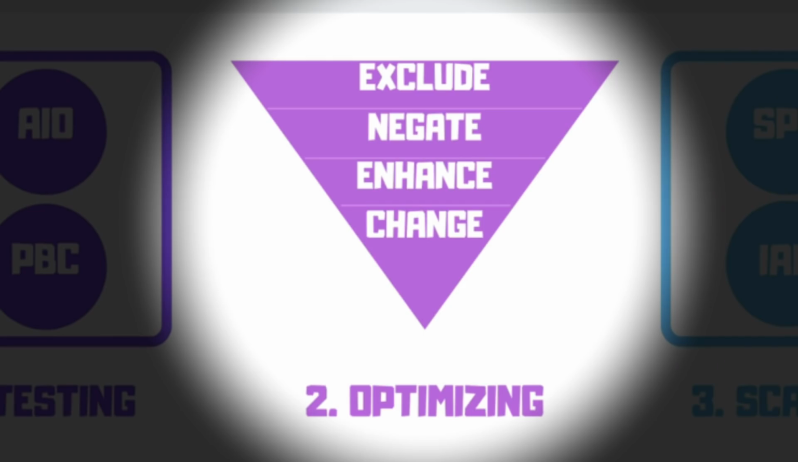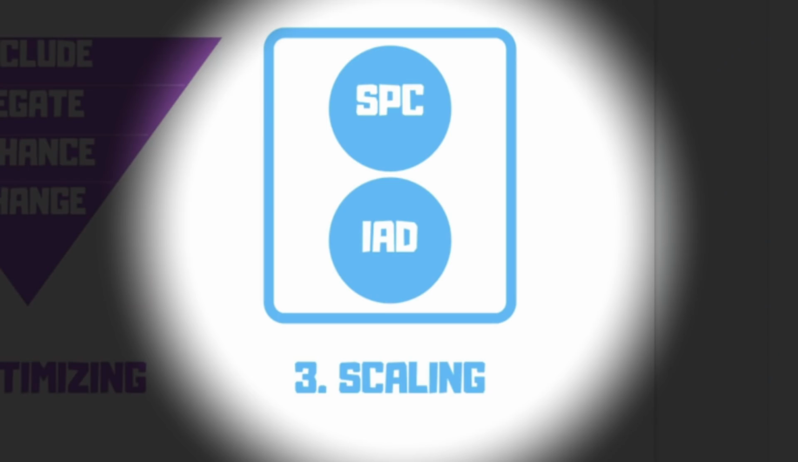In optimizing, you want to exclude, negate, enhance, and change. And finally in scaling, you want to launch SPC as well as IAD. So what do these all mean? I know you're getting confused right now. Don't worry, as this video progresses, every single thing is going to become clearer. So let's move on to phase 1, which is testing.